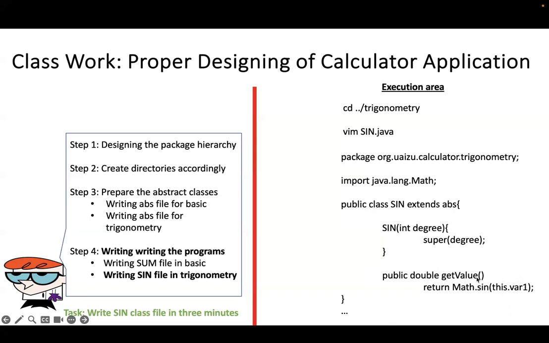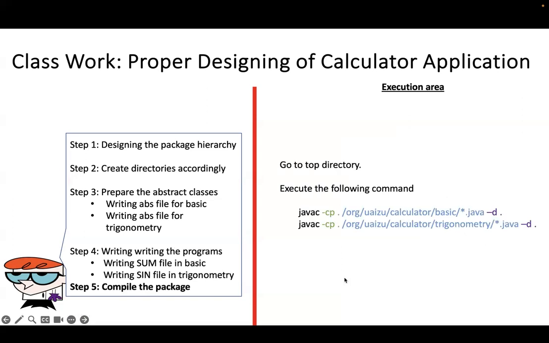Similarly, you have to write the program for cosine and tan. Once you have written all of these programs, at the final step, you have to compile the package and complete it. The way to compile is use javac, mention the entire directory here, put star.java. This way, all the Java files in basic will be compiled.